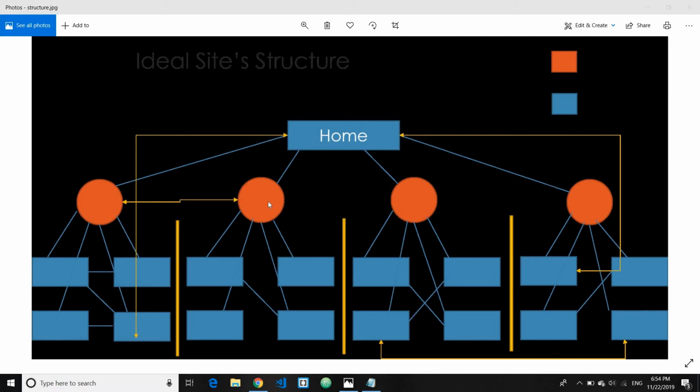So as you can see here, it is represented by the red, or the orange circles here, right? This could be categories, like if you're running an e-commerce website, for example. Or if you're a blog website, it could be a category, or it could be an important piece of content, right? Like let's say if you're running a digital marketing website, this could be the SEO article, or it could be an SEO category.